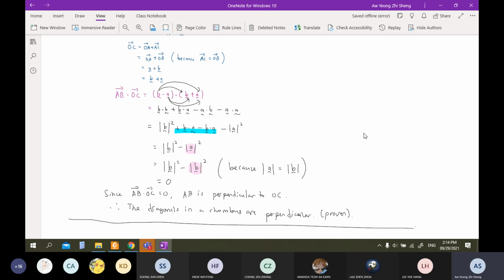Right, so this is a way to prove that a line is perpendicular to another line. We are making use of the dot product. When dot product is 0, that means the two vectors are perpendicular. If the two vectors are perpendicular, then of course the lines used to form the two vectors are also perpendicular.